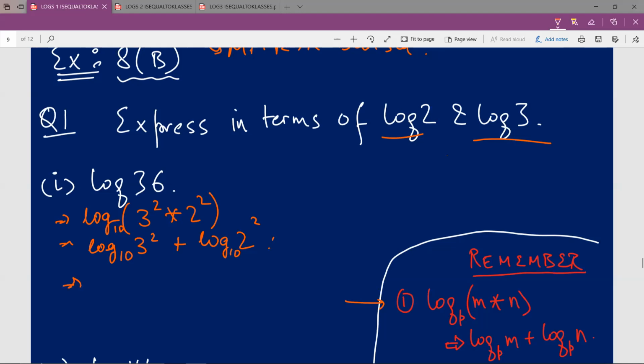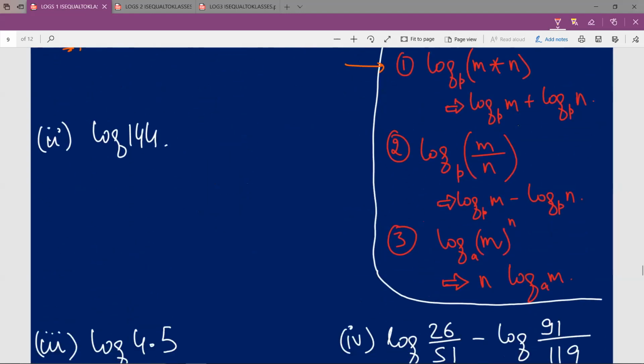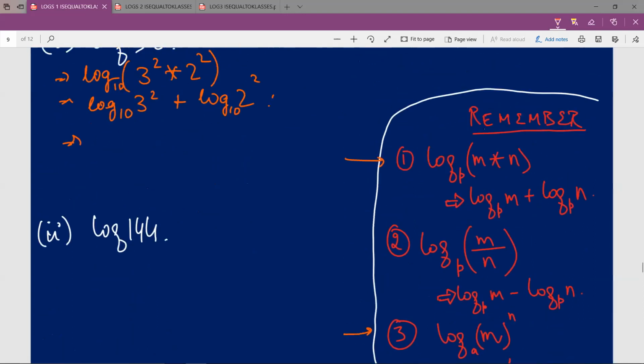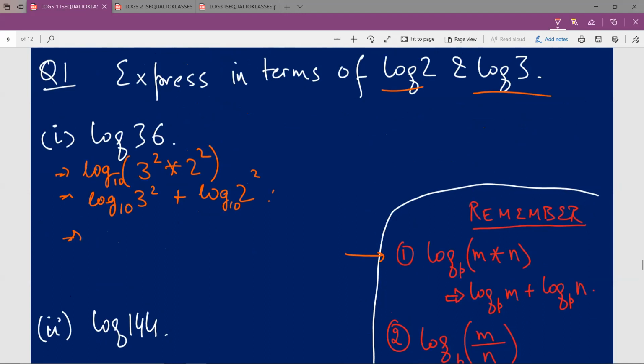Now over here in the list of laws, the third law states that log of m to the power n, where m is the constant and n is the power, to the base a is equal to n log of m to the base a. So we'll be using this third law to solve our first subpart of question number 1. I could write this as 2 log of 3 to the base 10 plus 2 log of 2 to the base 10. So this is how I'll represent log 36 in terms of log 2 and log 3.